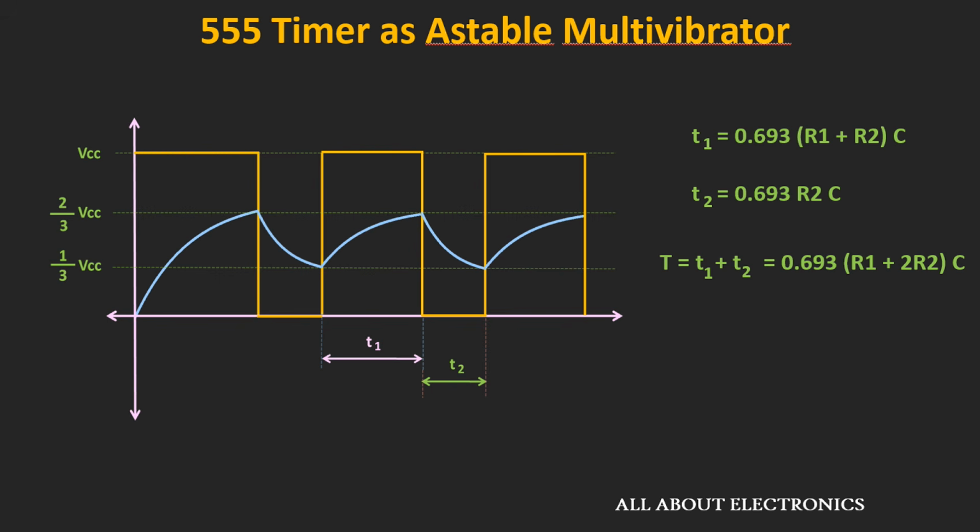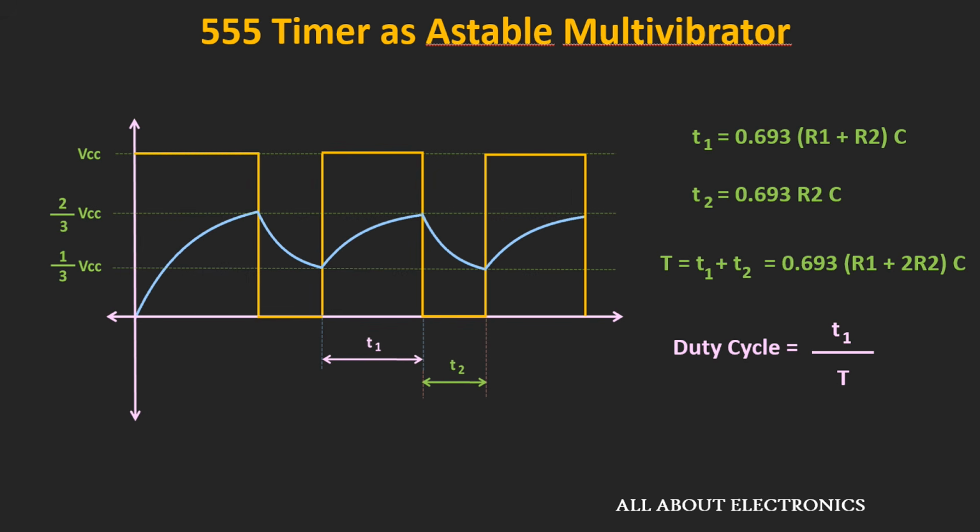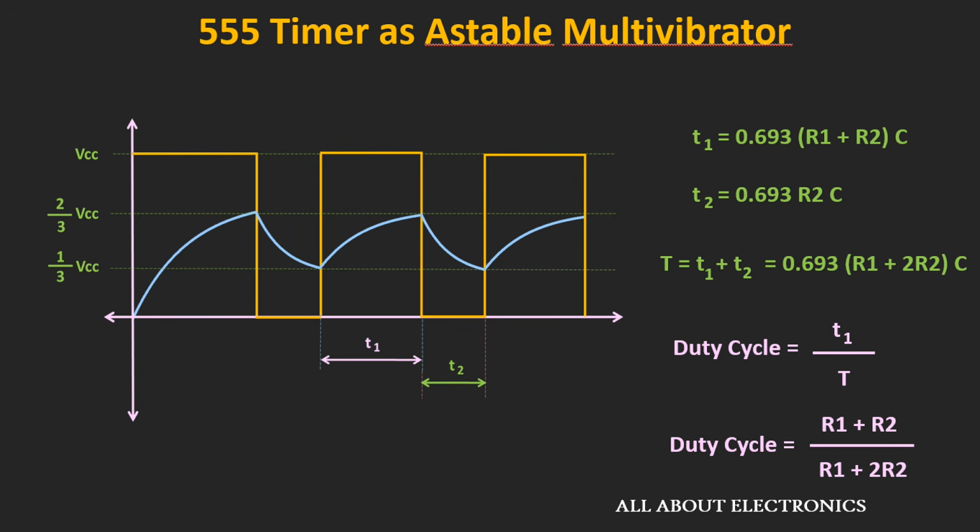Now over here the total time period T will be equal to the summation of this T1 and T2, that is 0.693 times (R1 plus 2R2), and the duty cycle can be represented as the on time divided by the total time period, that is T1 divided by T, which is equal to 0.693 times (R1 plus R2) divided by 0.693 times (R1 plus 2R2). That means the duty cycle will be equal to (R1 plus R2) divided by (R1 plus 2R2). So from the expression you can see that for this particular circuit, the duty cycle will always be more than 50%.